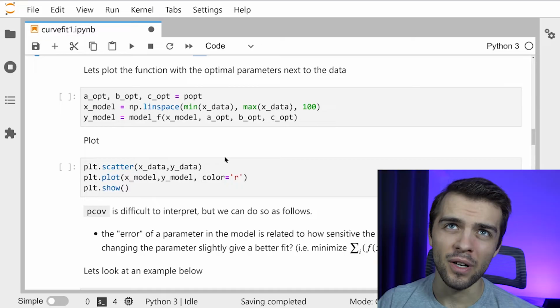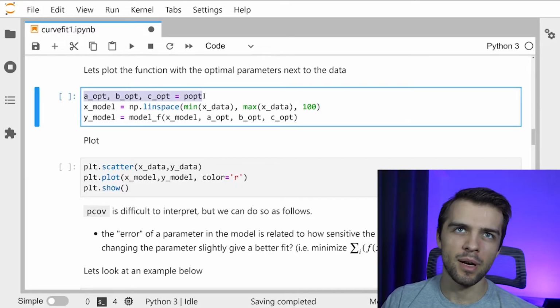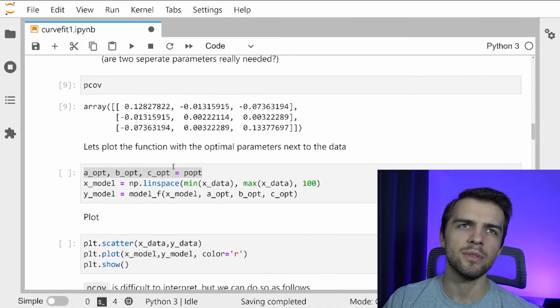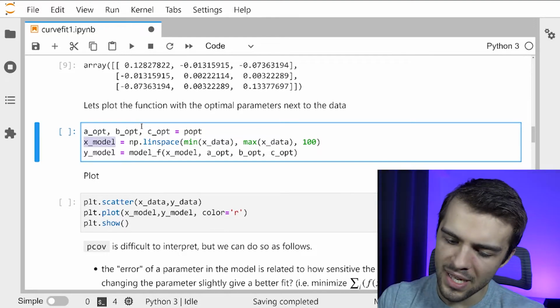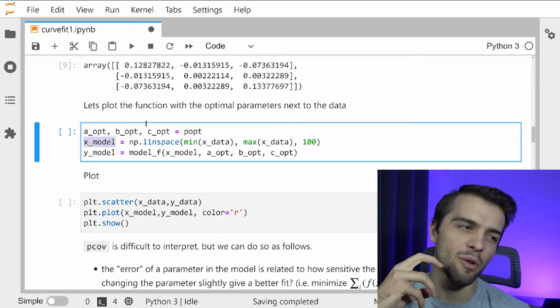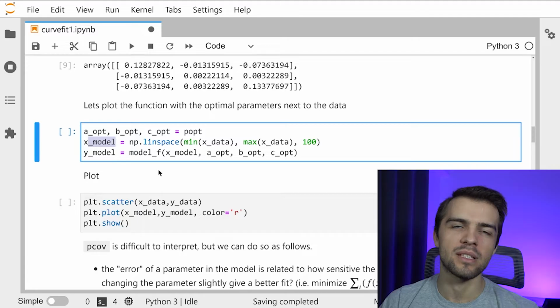Anyways, we can plot the function with the optimal parameters next to the data. So I extract my optimal parameters from popt. So remember a optimal, b optimal, c optimal. I get those here and I make some x_model. The underscore model is what we get from the model. These are the optimal parameters, and this is what our model is telling us after we curve fit the data. So that's what underscore model means in this video.